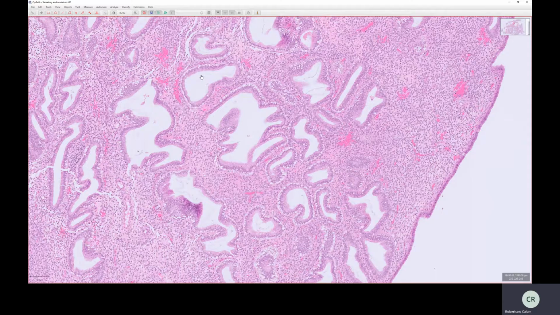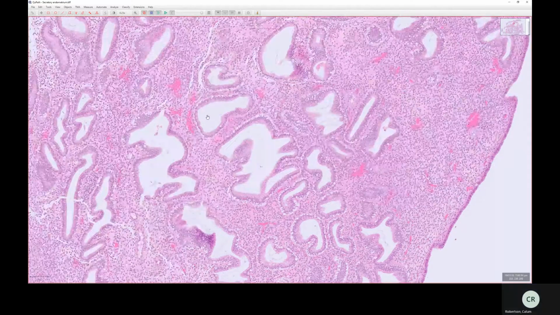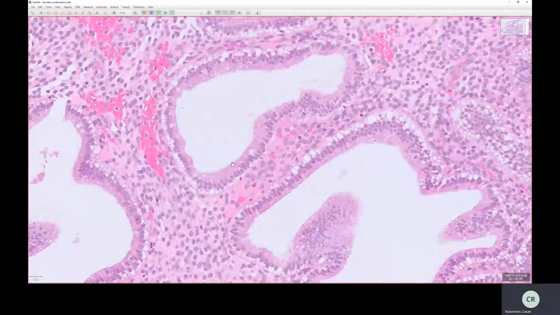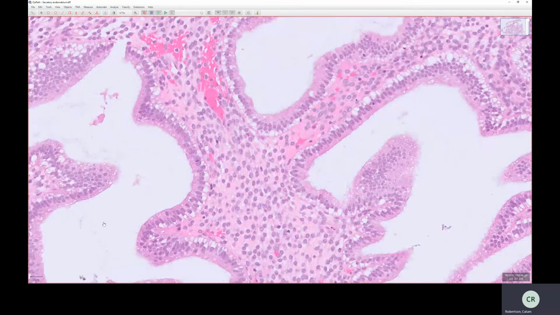And then if we look at the cells themselves, we can see within the cells, there are these white spaces within the cytoplasm. These white spaces within the cytoplasm contain glycogen, because these cells are making glycogen and secreting it into the lumen, and we can see this. You can see the secretions within the lumen.